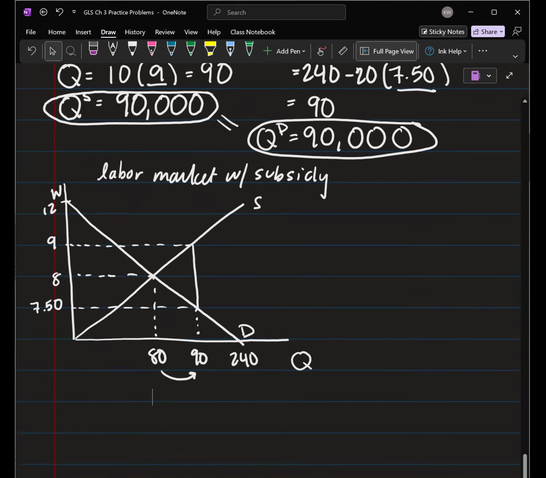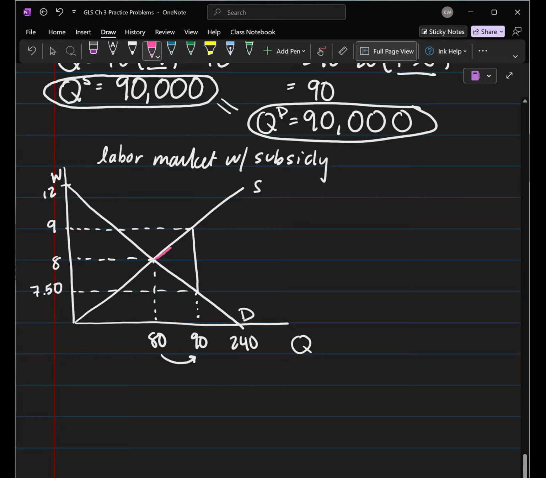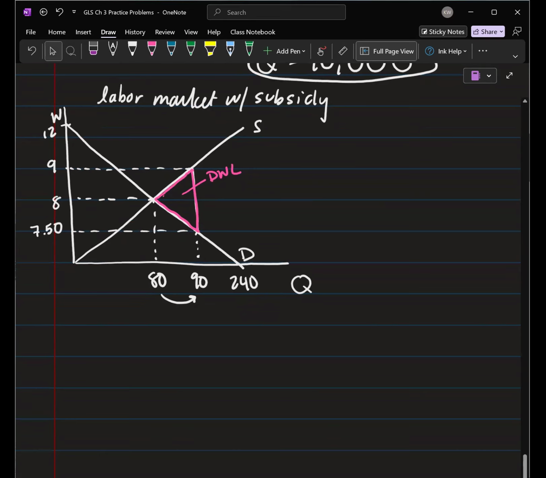Part H asks us to find the deadweight loss of the subsidy. Deadweight loss is that portion that's produced where the costs of producing it exceed how it's valued by consumers. So this triangle that I've outlined in pink here is our deadweight loss. It's those additional 10,000 labor hours that have been hired as a result of the subsidy. And then we can find this deadweight loss by finding the area of that triangle. So we'll have 1/2 times the base, which is 90 minus 80, times the height, which is the size of the subsidy, so $9 minus $7.50.